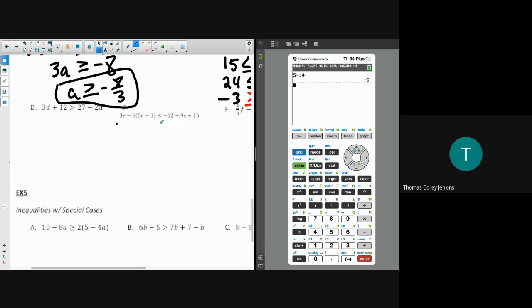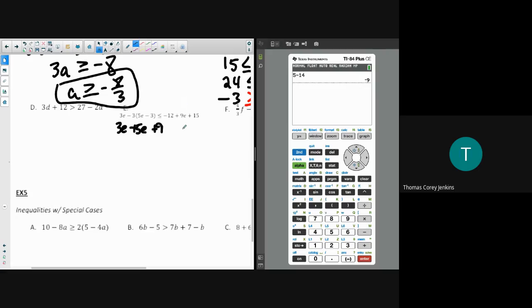The good thing about a video is less than or equal to, going to combine like terms here. 15 minus 12 is 3. On the other side, I have 9E plus 3. All right, so now we keep going.